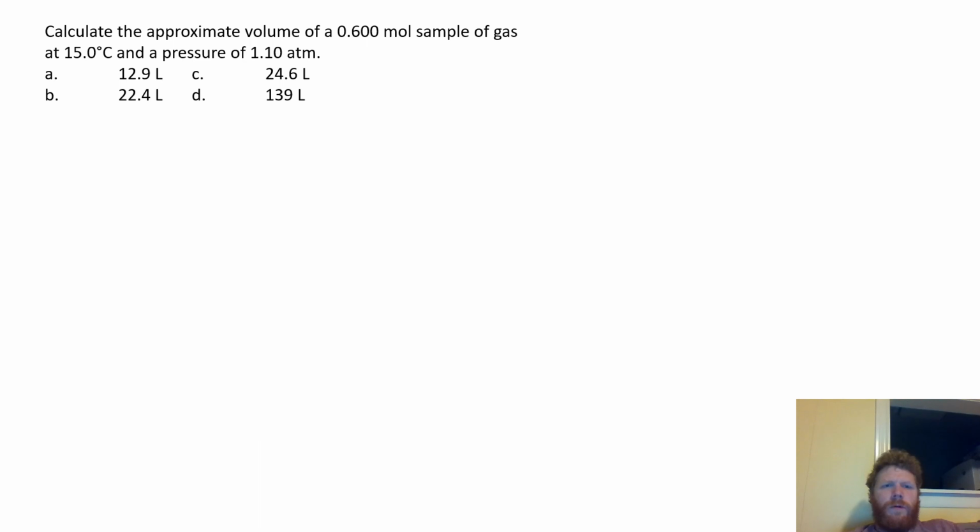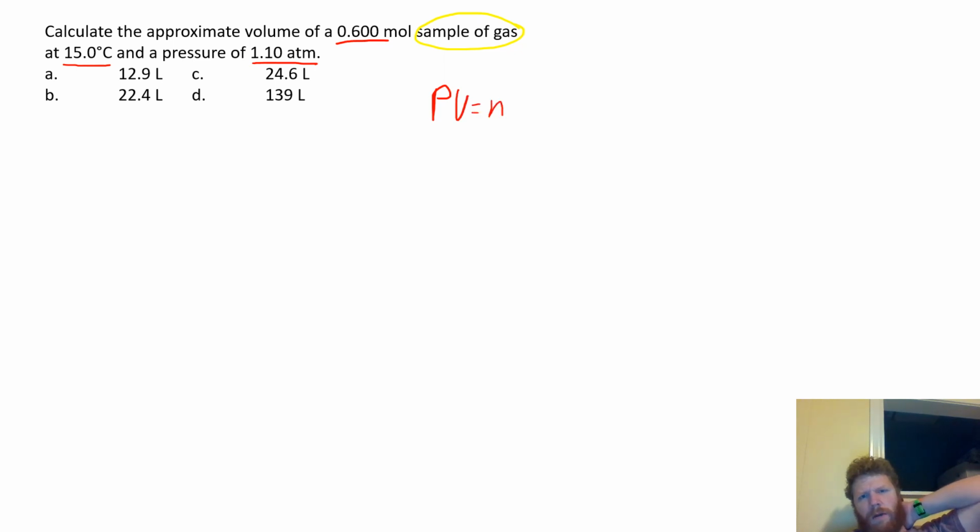This problem asks us to calculate the approximate volume of a 0.600 mole sample of gas at 15 degrees Celsius and a pressure of 1.10 atmospheres. Now, one thing that's significant and worthwhile to remember is what we see right here, our sample of gas. This says nothing about the specifics of the gas, so the identity of the gas is completely irrelevant. But that's just something worth noting. So in order to solve this problem, we have to be familiar with PV equals nRT. This is the ideal gas law.